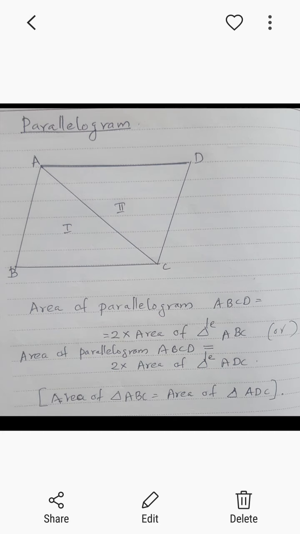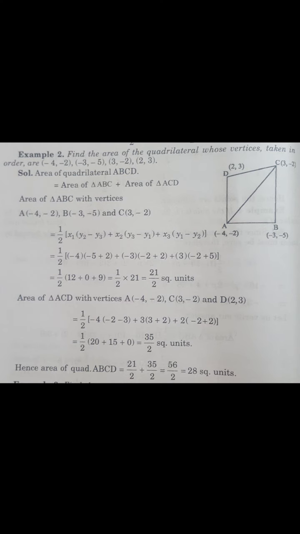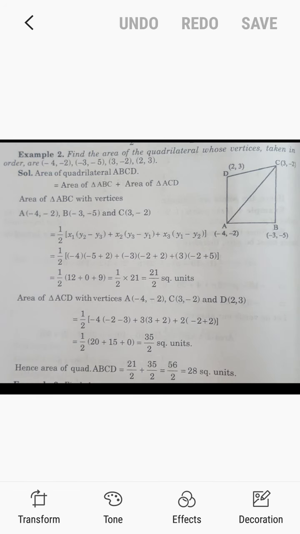Next is an example here. Find the area of the quadrilateral whose vertices taken in order are (minus 4, minus 2), (minus 3, minus 5), (3, minus 2) and (2, 3).